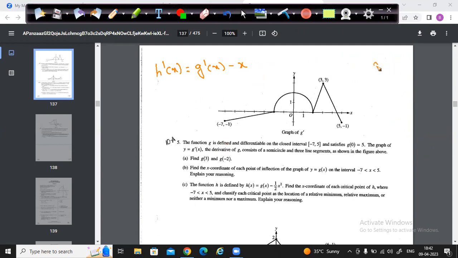So first I need to equate to 0, means g dash of x is equal to x, means y is equal to x. So one point is x is equal to 3, where both of them are equal. So first let me find h dash of 3. H dash of 3 is g dash of 3 minus 3. What is g dash of 3? 3 minus 3 is 0, right? H dash of 3 is g dash of 3 minus 3.